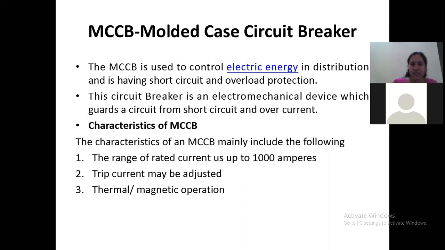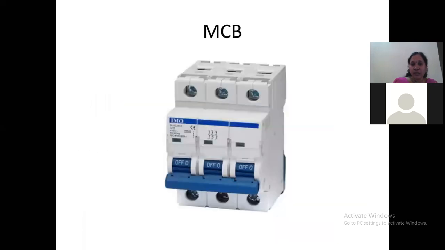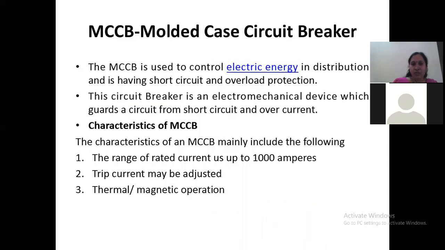These are the characteristics you can see for the MCB. It is rated not more than 100 amperes here, and it can function for the three faults, that is short circuit, overload, and switching. Whereas MCCB is only for the two, that is short circuit and the overcurrent, and the range is up to 1000 amperes. Trip current may be adjusted, thermal or magnetic operation.